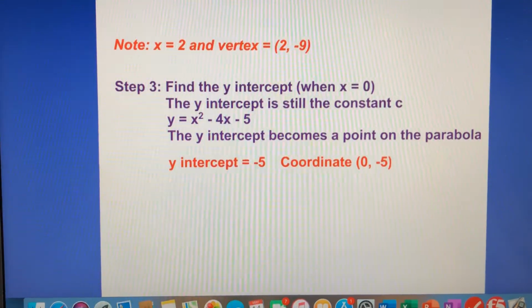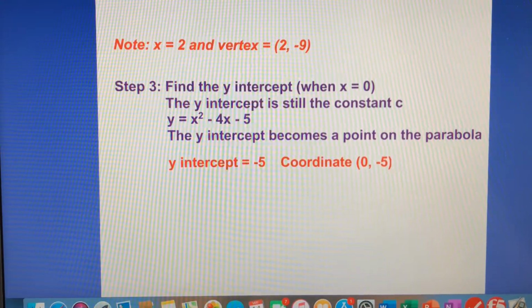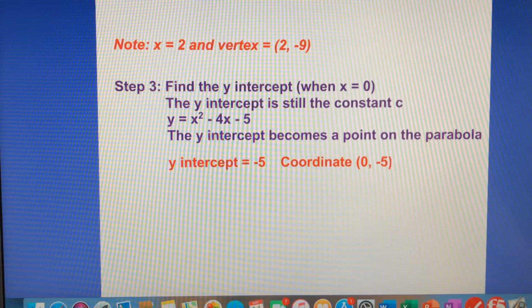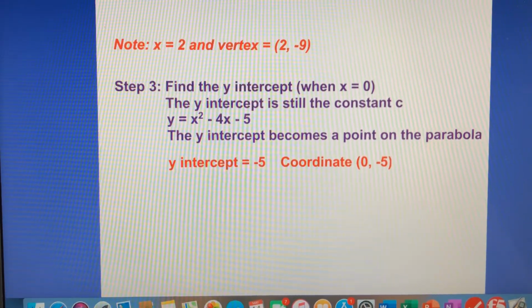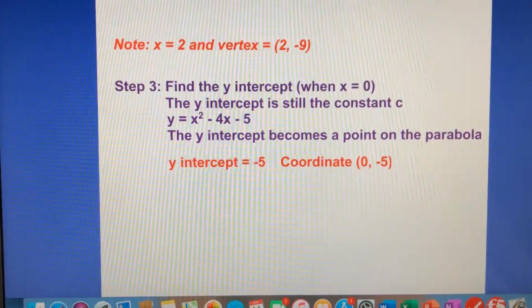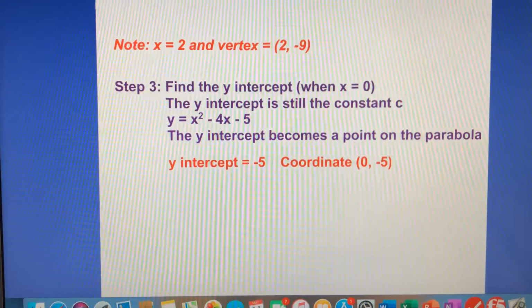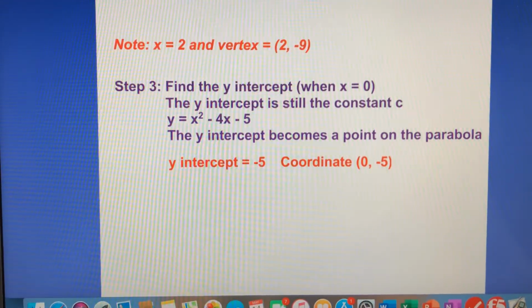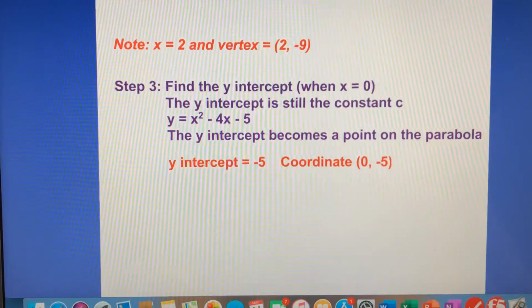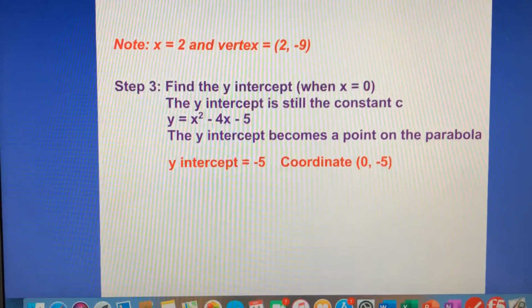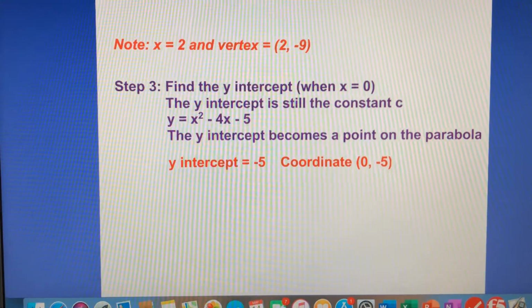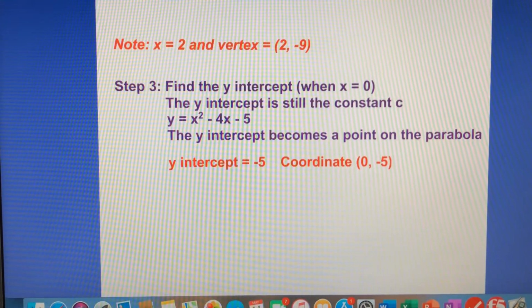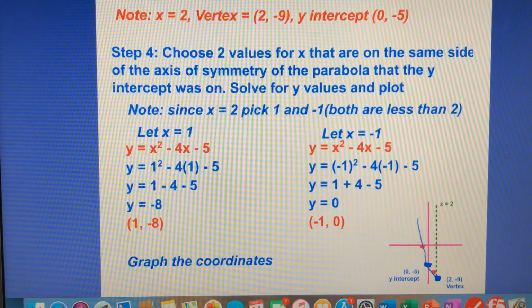Find the y-intercept. That's when x equals 0, when the parabola crosses the y-axis. The y-intercept is still the constant c. So y equals x squared minus 4x minus 5. The y-intercept becomes a point on the parabola. The y-intercept is negative 5, and the coordinates of it are, of course, x is 0, y is negative 5.